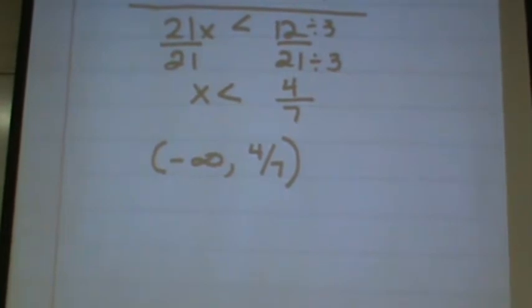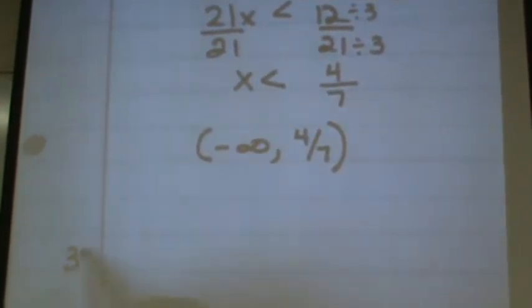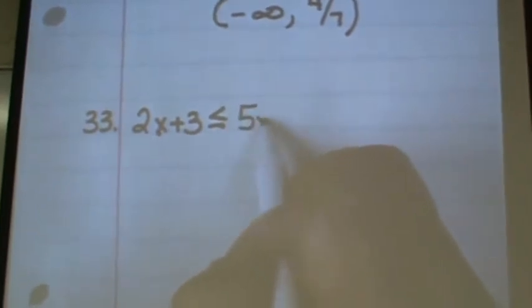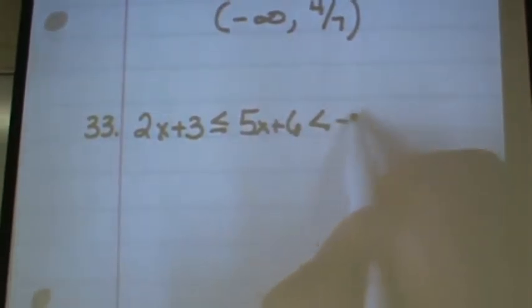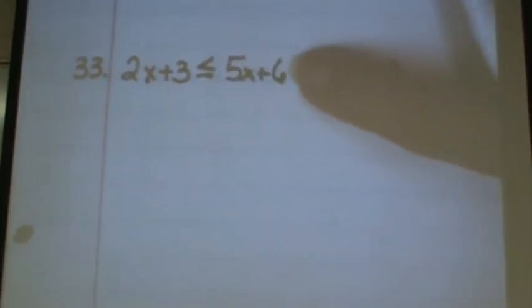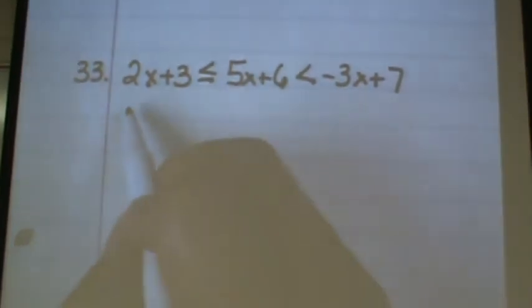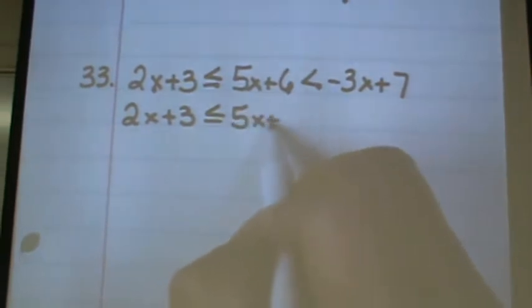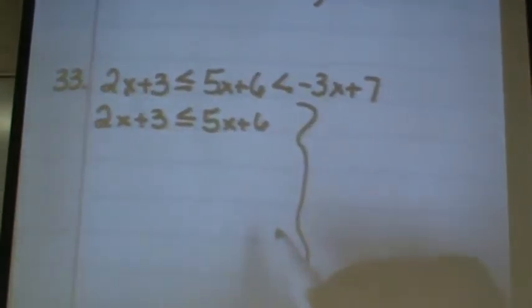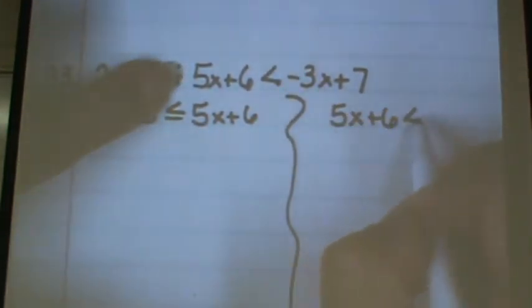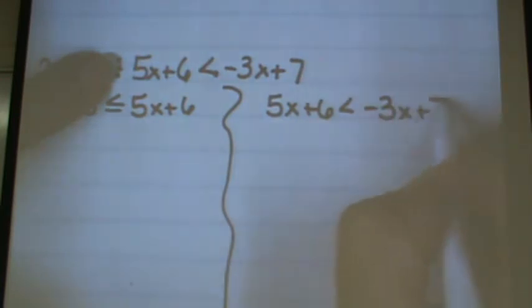Skip 31, we're going to do 33. 33 says 2x plus 3 is less than or equal to 5x plus 6, less than negative 3x plus 7. This one, we want to break this up into two problems. That would be one of them: 2x plus 3 is less than or equal to 5x plus 6. The other half would be 5x plus 6 is less than negative 3x plus 7.